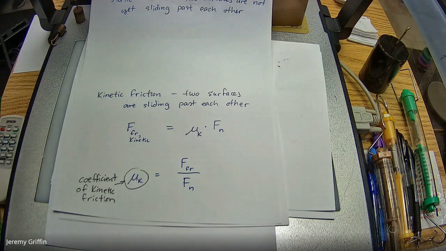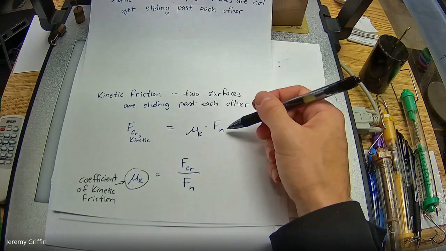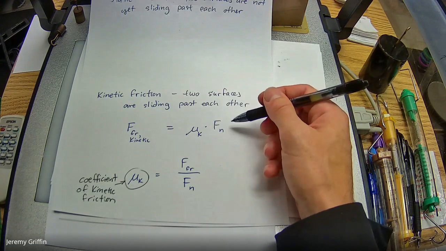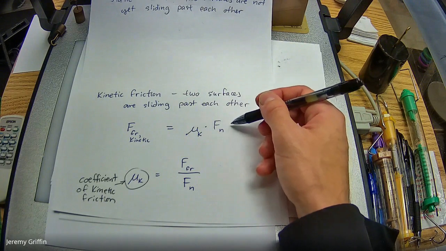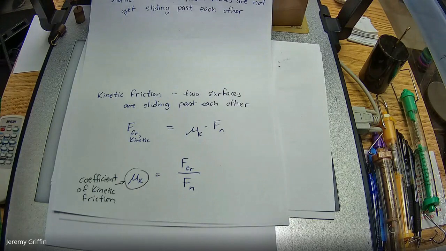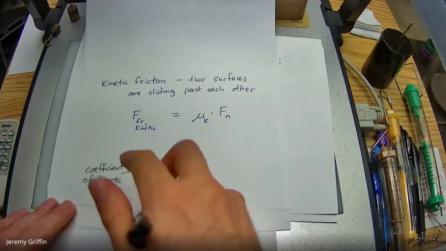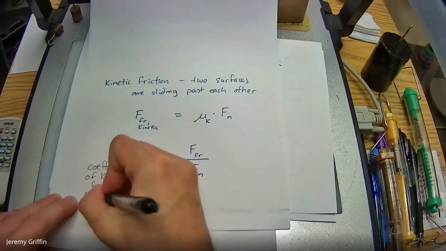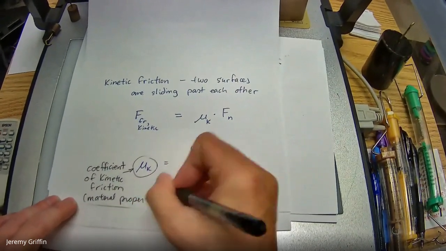And you can rearrange it. If I know what the normal force is, which on a level surface, nothing fancy going on, is equivalent to the weight, and you know what the coefficient of friction is, then you can determine what the friction force would be. Now, this coefficient of friction is a material property between two surfaces.